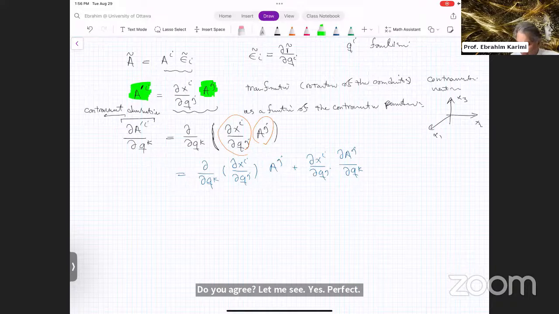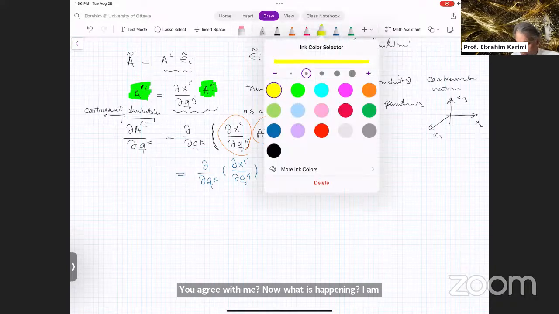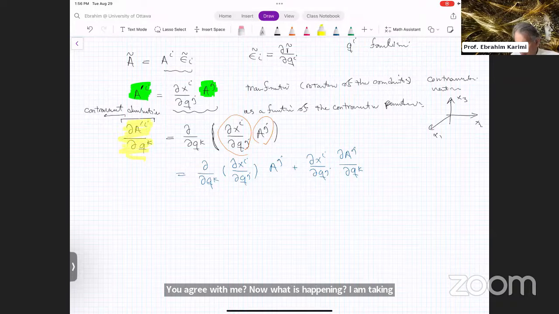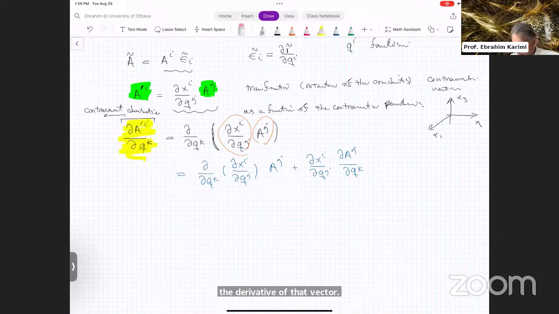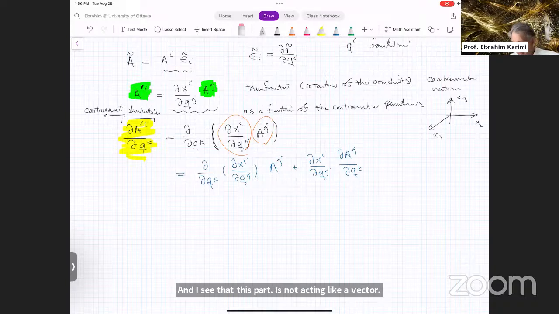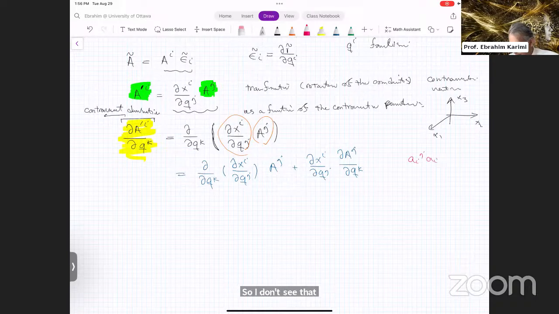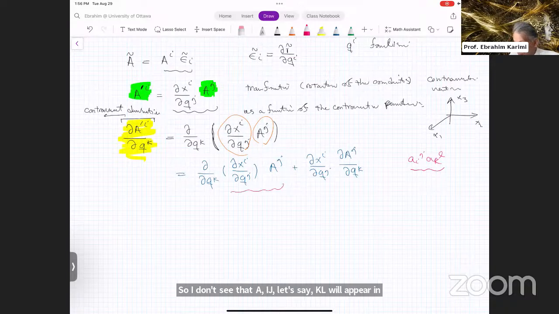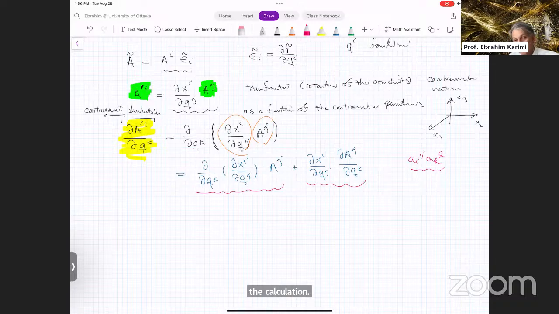Now what is happening? I am taking the derivative of that vector, right? And I see that this part is not acting like a vector. And why is this not acting like a vector? Well, I don't see that only the two derivatives appear. So I don't see that Aij, Aik, let's say, KL will appear in the calculation. Instead, I have two terms, one term here and another term here.